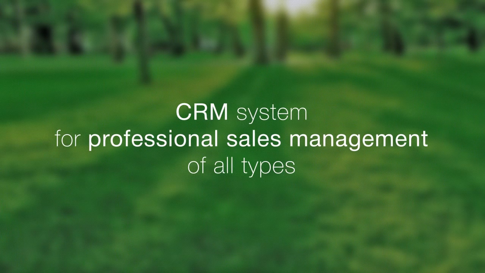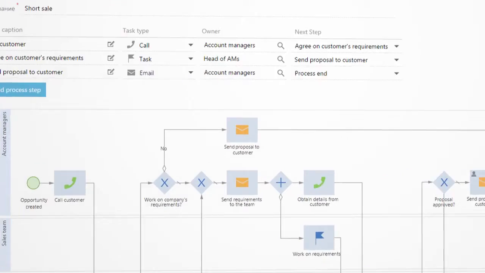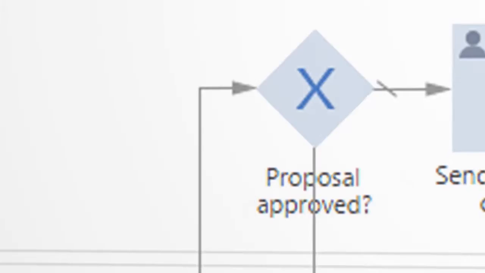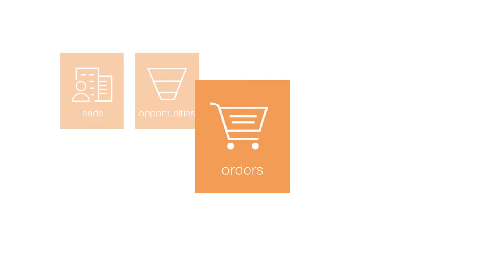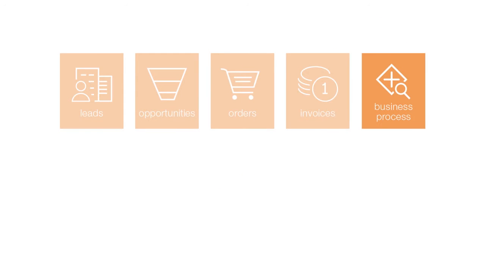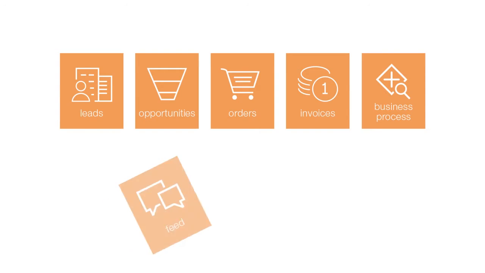Bpm'online is a next-generation CRM system for professional sales management of all types, ranging from short sales to long corporate sales. Working with Bpm'online allows you to employ our proven sales processes. Use Bpm'online sales to manage your leads, opportunities, orders, and invoices. Utilize our integrated business process, giving you access to the best in today's sales practices.